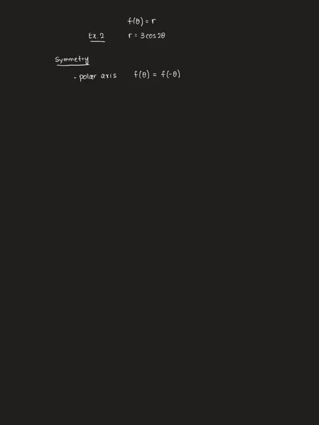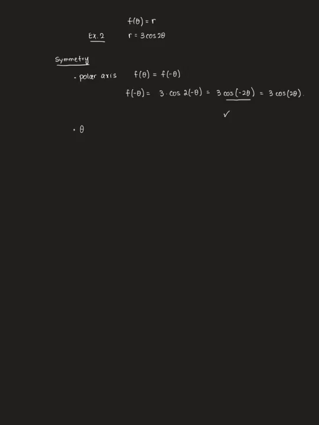So let's put negative theta into our function. So f of negative theta will be 3 times cosine of 2 times negative theta, which is 3 cosine negative 2 theta. And since cosine is even, this is exactly 3 cosine of positive 2 theta. So we do have symmetry over the polar axis.